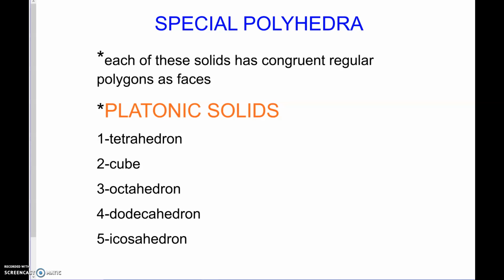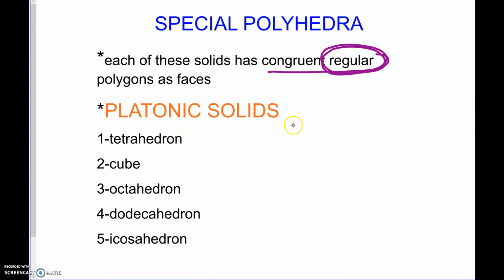All right, some of these polyhedrons or polyhedra are special. So each of these faces is a congruent regular polygon. These are called the Platonic solids, and there are 5 of them. The tetrahedron, the cube, the octahedron, the dodecahedron, and the icosahedron. So every one of these is made of regular same-shaped figures. So the cube is made up of all squares. The tetrahedron is made up of all equilateral triangles.